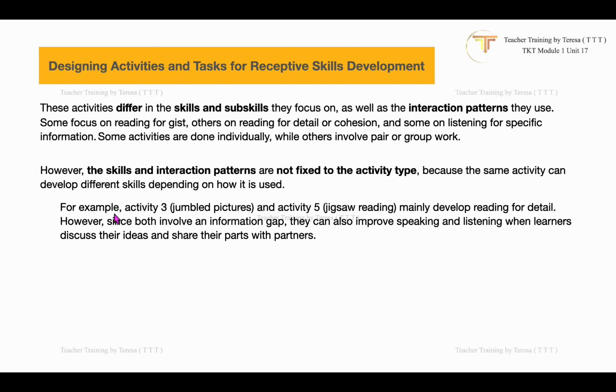For example, Activity 3, Jumbled Pictures, and Activity 5, Jigsaw Reading, mainly develop reading for detail. However, since both involve an information gap, they can also improve speaking and listening when learners discuss their ideas and share their parts with partners.